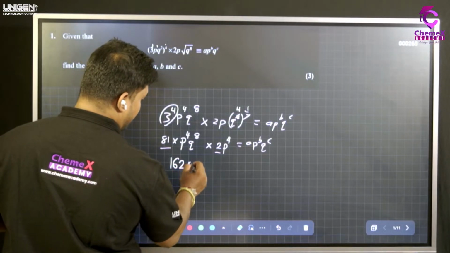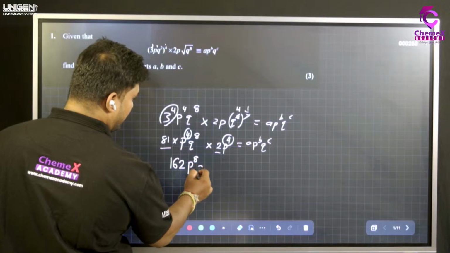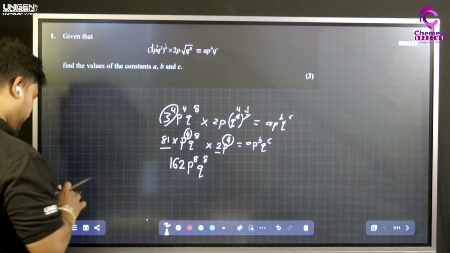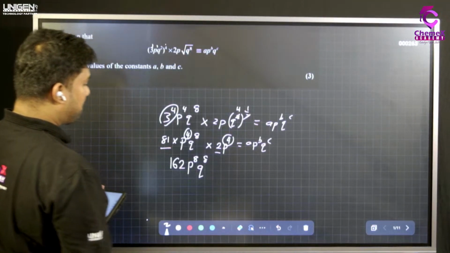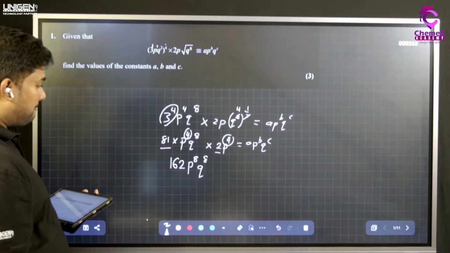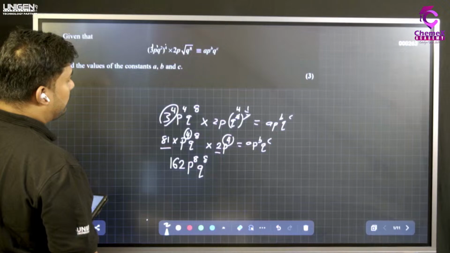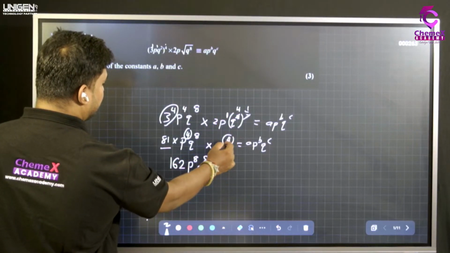162 p to the power, this and this if you add, it becomes 8. q to the power 8. Is that the answer? No, there is a mistake somewhere. I missed this p. So this becomes 5, right?